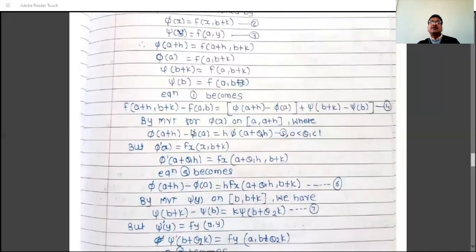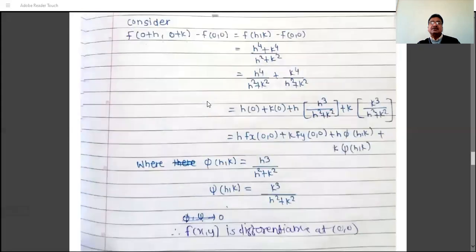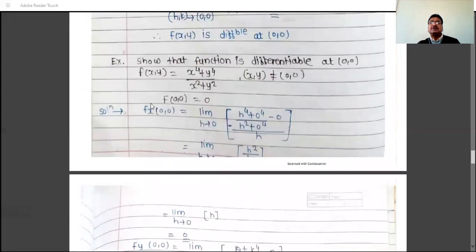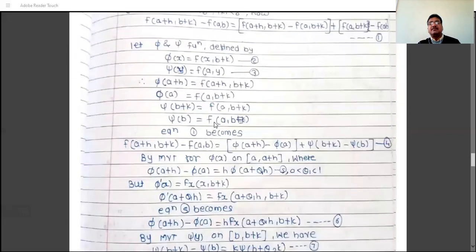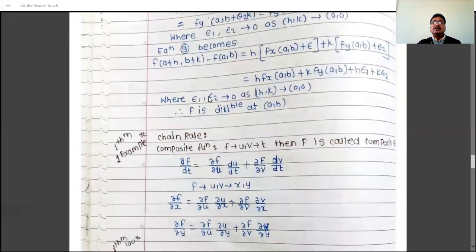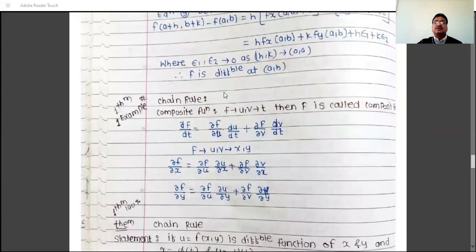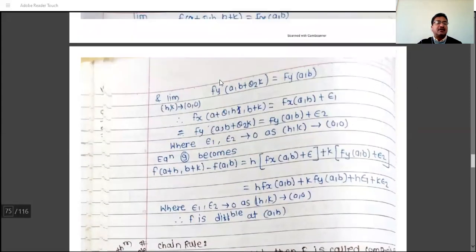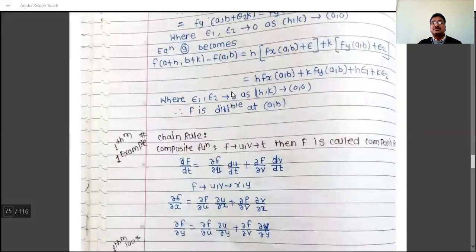How can we show the function is differentiable at (a,b)? So this is the proof that the function is differentiable at (0,0): use the definition of differentiability. So just remember the statement of this sufficient condition. Okay, so this is about the differentiable function of two variable functions.